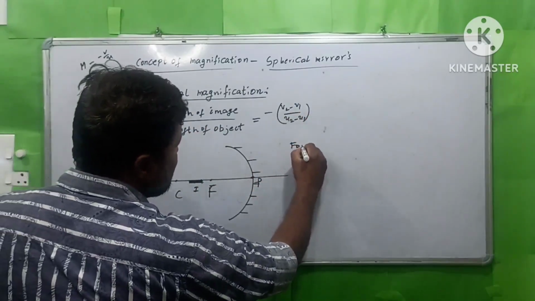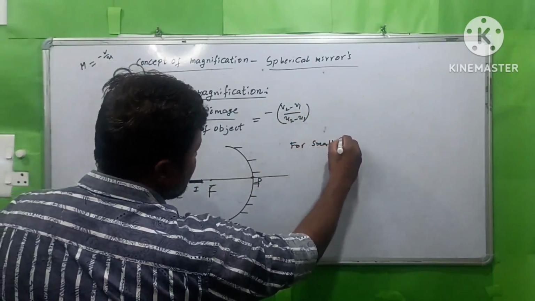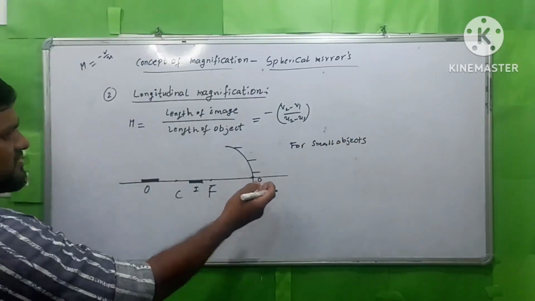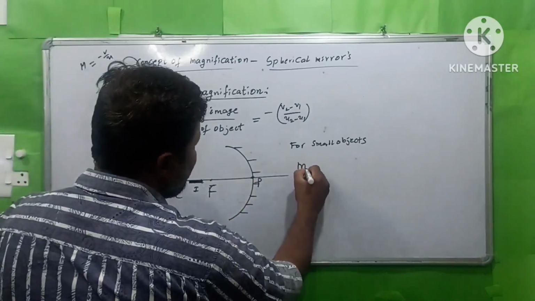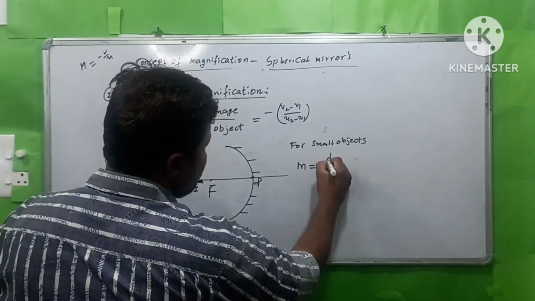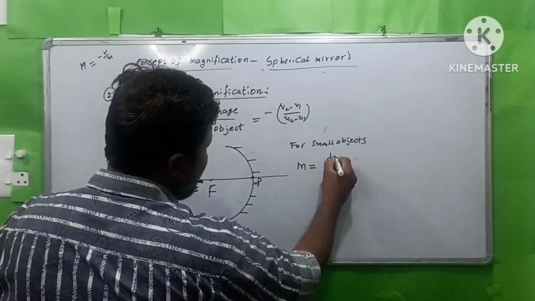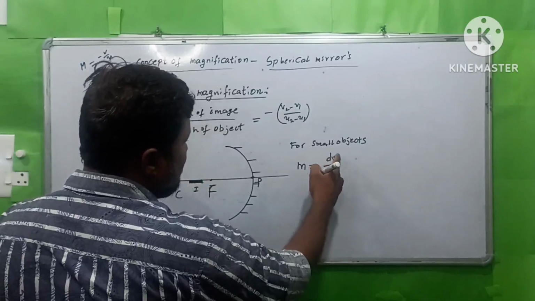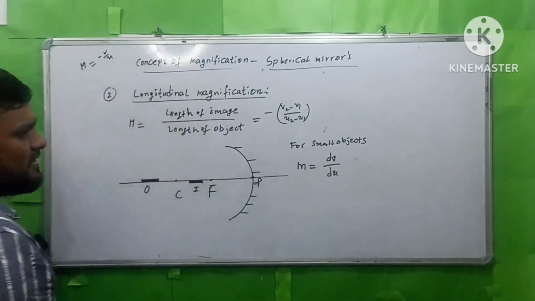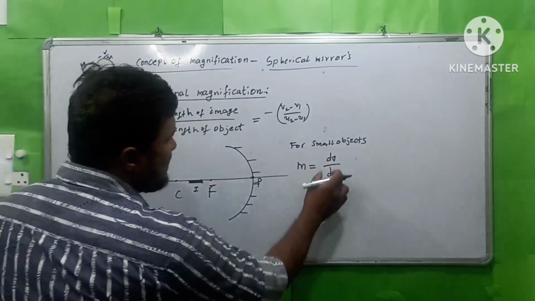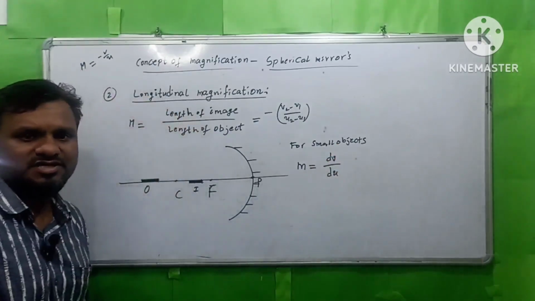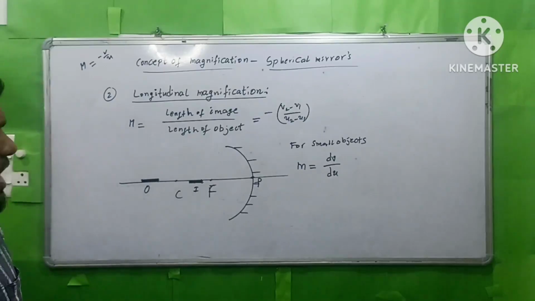For small objects, if the size of the object is very small, then magnification m becomes change in image distance by change in object distance. We have to use this formula dv by du. Further, dv by du is nothing but a replica of differentiation. You have to differentiate the mirror equation here.